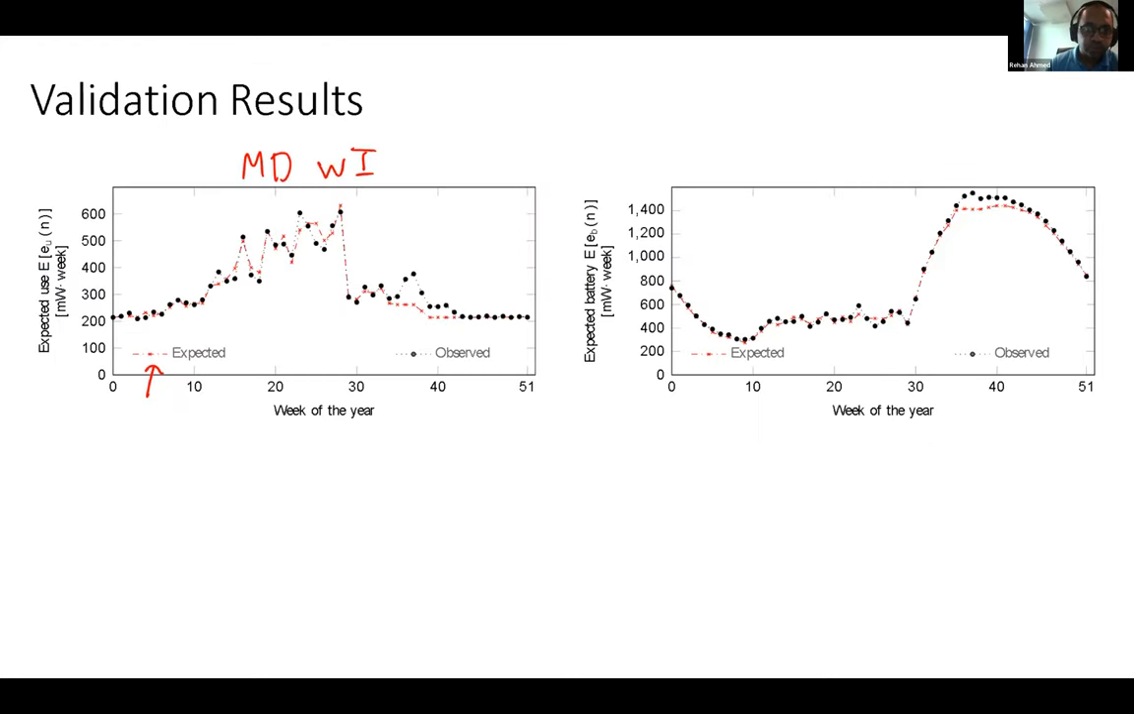So this in some sense validates our model, and we can observe the same behavior in the battery as well on the right-hand side. We do see that there are some regions where the model does diverge, and this is when the battery is actually close to saturation. When the battery is close to saturation, our model becomes more pessimistic, and that's when the deviations start.